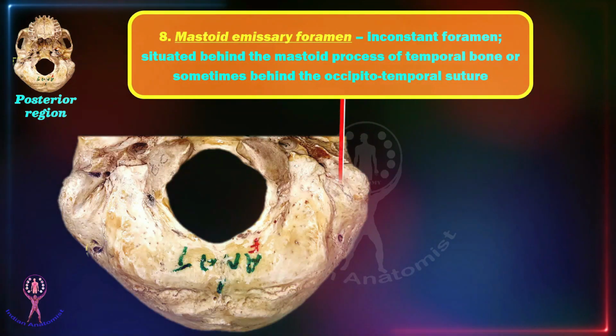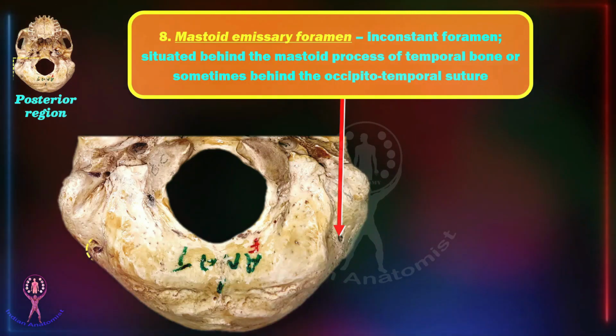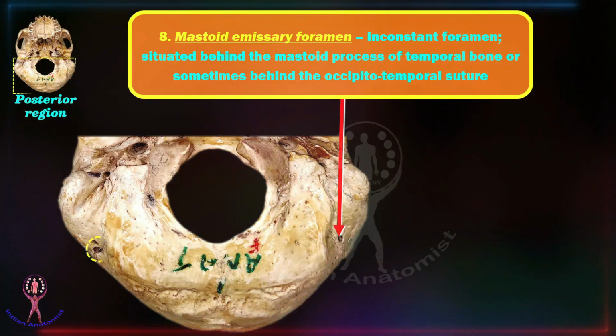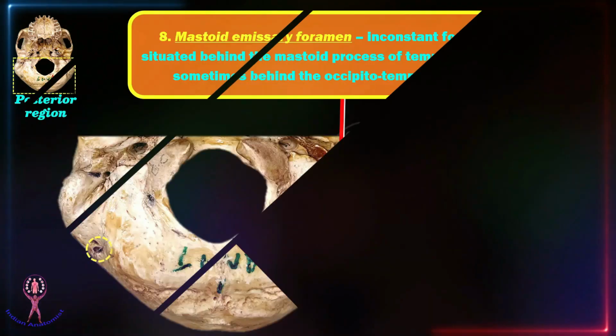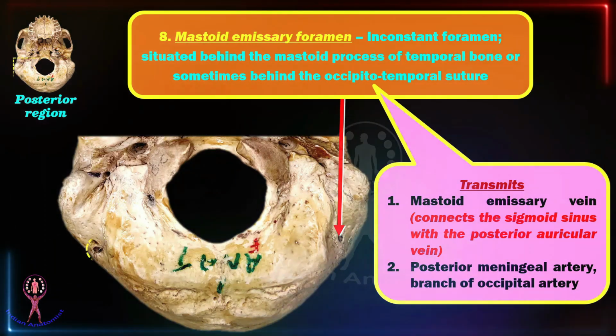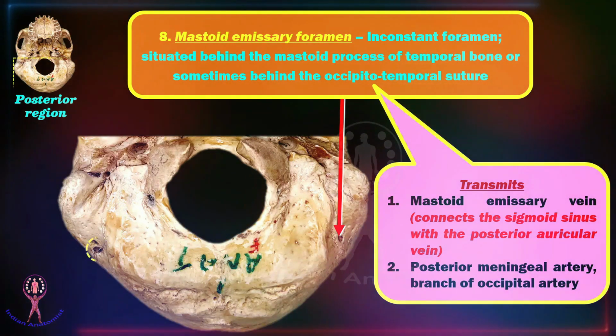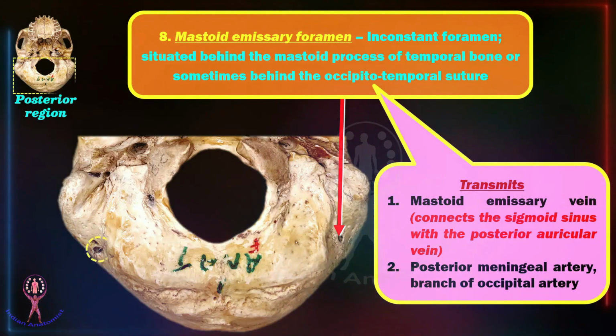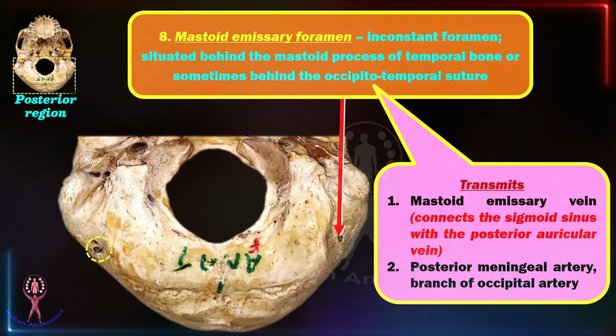It is an inconstant foramen which is situated behind the mastoid process of temporal bone or sometimes behind the occipitotemporal suture. This transmits the mastoid emissary vein, which is connecting the sigmoid sinus with the posterior auricular vein, and the posterior meningeal artery, which is a branch of occipital artery.